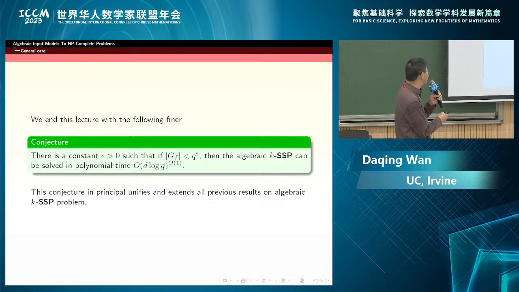So precisely, it means the Galois group is bounded by Q to the epsilon for some small epsilon. Then there should be a polynomial time algorithm to solve this problem. And if you can prove this conjecture, then this would unify and extend all previous results which I have mentioned. This is something that I believe should be true, and something that should actually be provable.